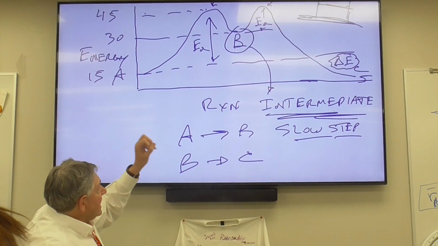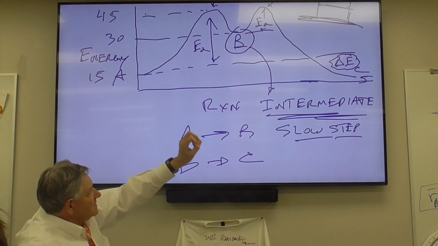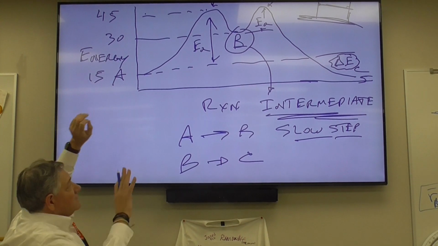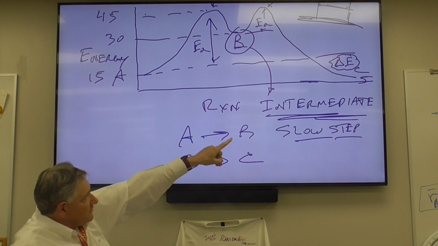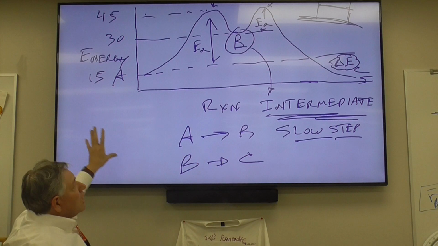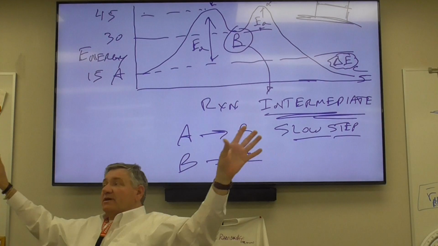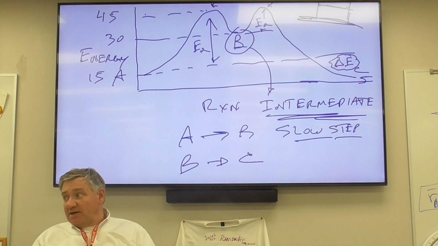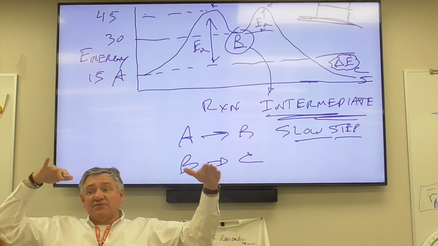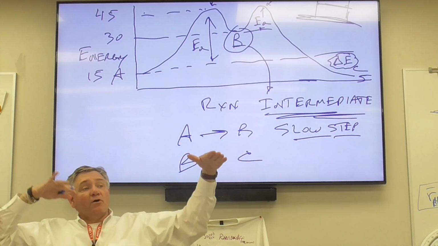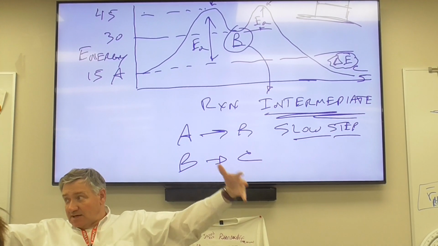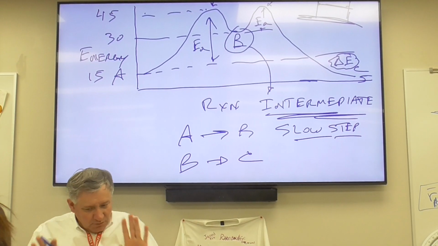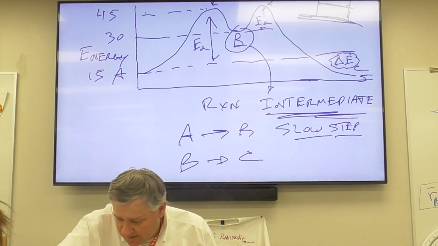But then I can take B and change that into C. So overall, from the entire reaction, that's a 5 over there on the end. So what's my change in energy for the entire reaction? Negative 10, because I'm starting at 15, I'm going to end up at 5. My overall delta E is going to be negative 10. Got that idea? Cool. Okay.